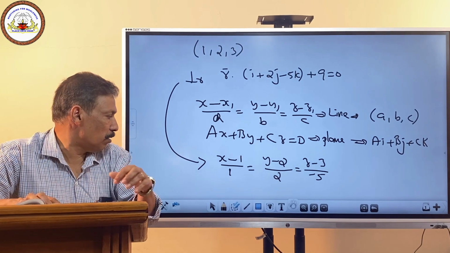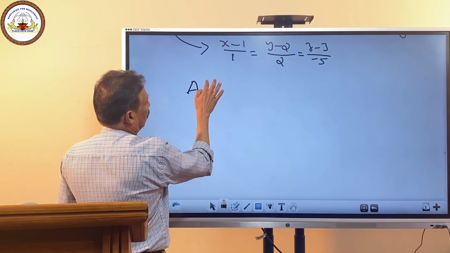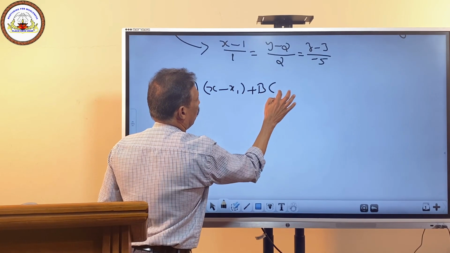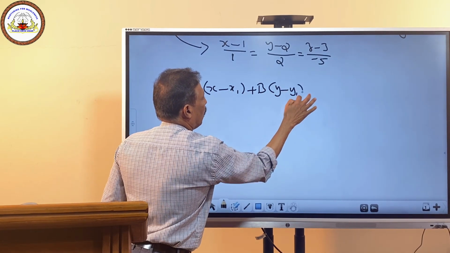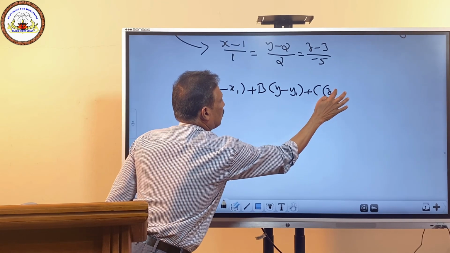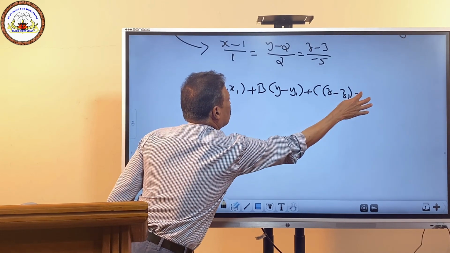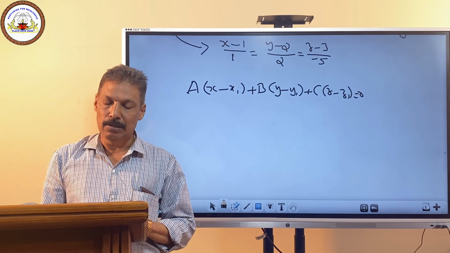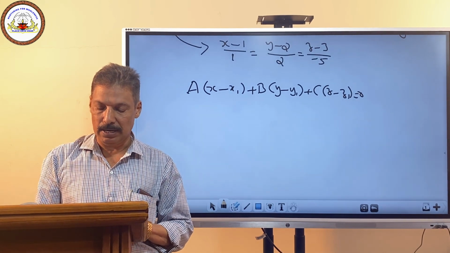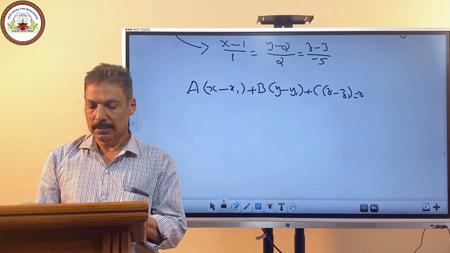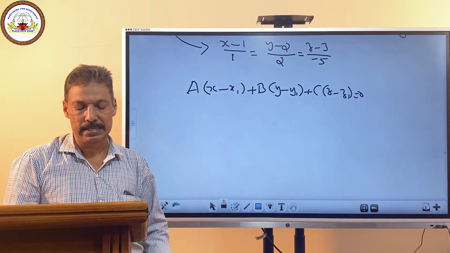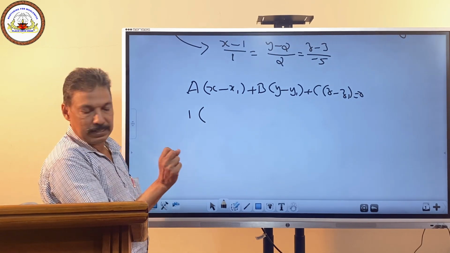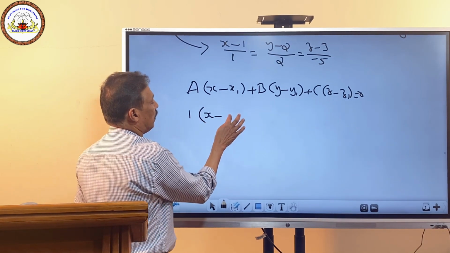Then you can use the formula a(x - x1) + b(y - y1) + c(z - z1) = 0. When two planes are parallel, their normals are the same or proportional. Similarly, (a, b, c) is i + j + k, simply (1, 1, 1). That is 1 into, the point is (a, b, c), therefore x - a.